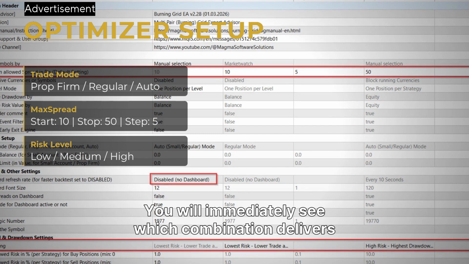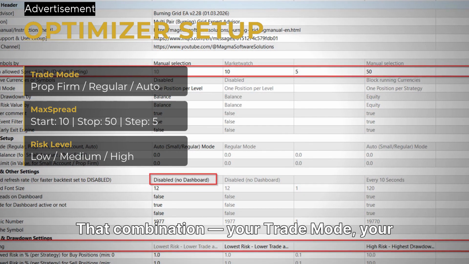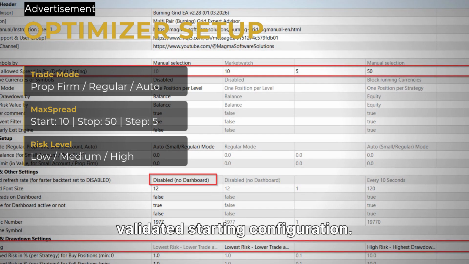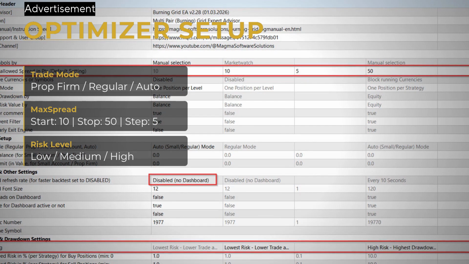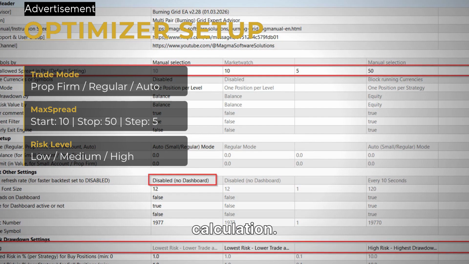You will immediately see which combination delivers the profit, drawdown, and trade activity that appeals to you personally. That combination, your trade mode, your risk level, your max spread, is your validated starting configuration. One last thing before you hit start. Be prepared to wait. Running this optimization is not a quick calculation.